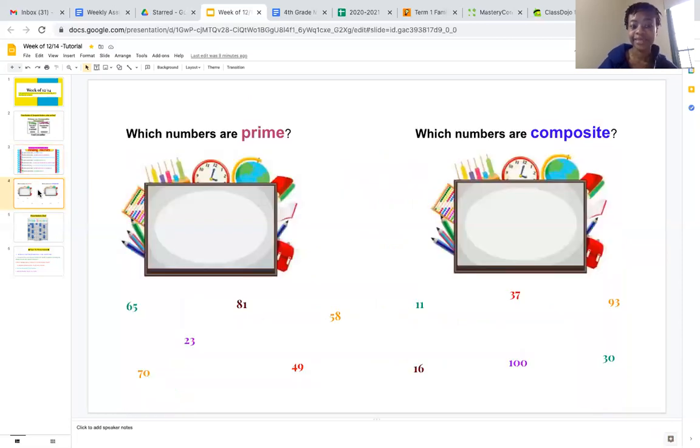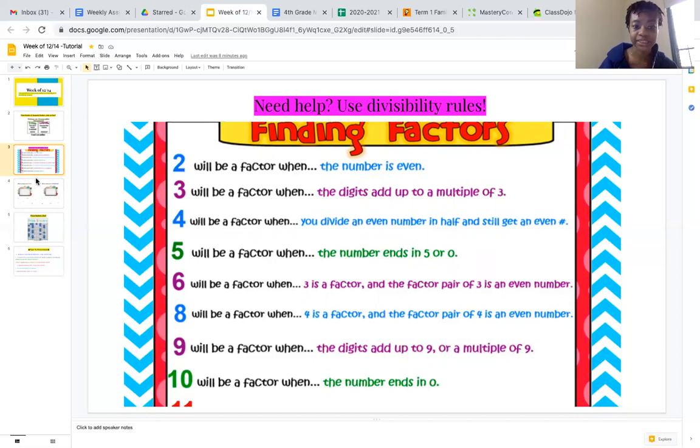Now, let's look at some examples of prime and composite numbers. Let's try them out for ourselves, keeping in mind everything that we've learned over the past couple of weeks. If a number is even, that means that 2 will definitely be a factor of that number. If a number ends in 0 or 5, that means that 5 will definitely be a factor of that number and therefore it will be composite. If a number ends in 0, that means that 10 will be a factor of that number.